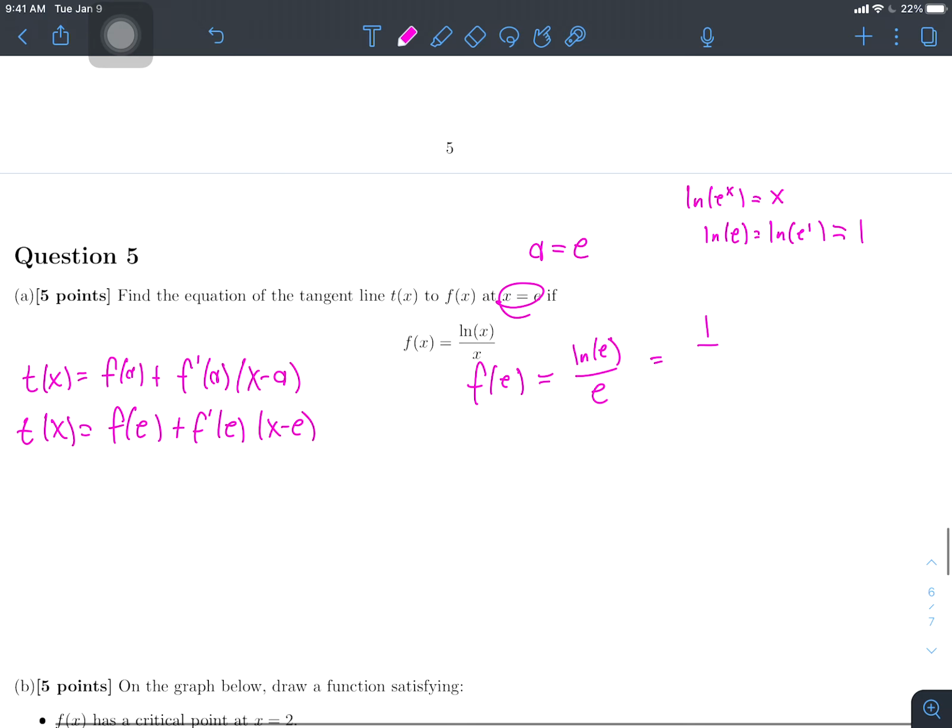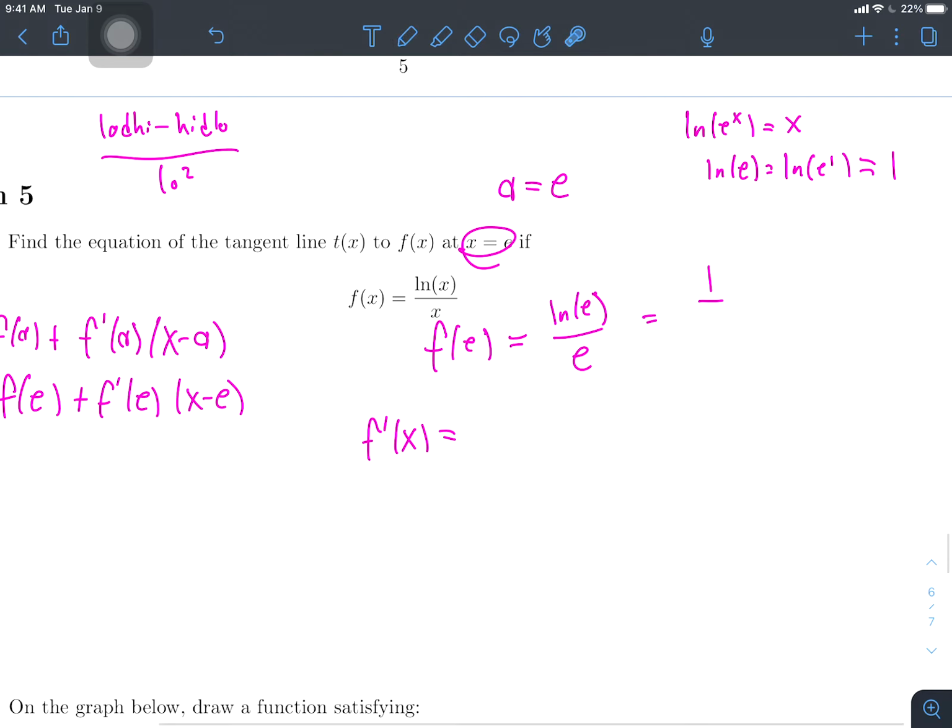Now, in order to get the other part, which is f prime of e, I need to, of course, take the derivative of this function. So let's do that. I'm going to do it using the quotient rule, which says I get low d high minus high d low all over low squared. In this case, my low function is the denominator, which is x. So I get x times the derivative of ln x, which is 1 over x.